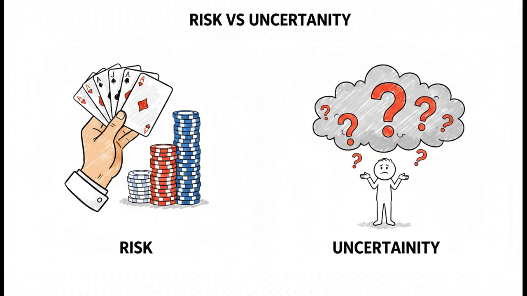Risk is kind of like a card game. You know the possible outcomes, and you can actually calculate the mathematical odds. Uncertainty, on the other hand, is a whole different beast. The outcomes and probabilities are completely unknown, and that uncertainty drastically increases the further into the future your project goes.